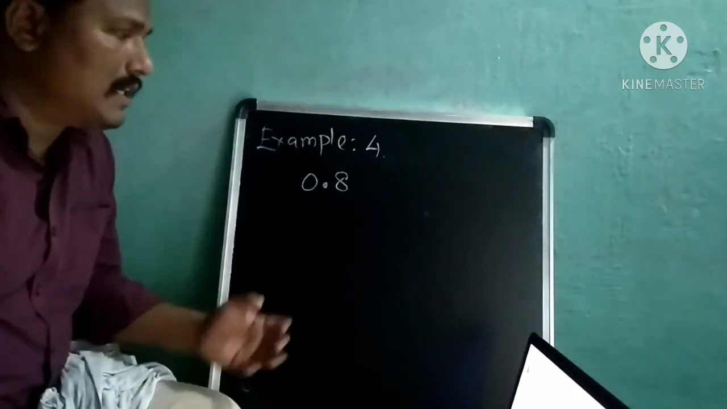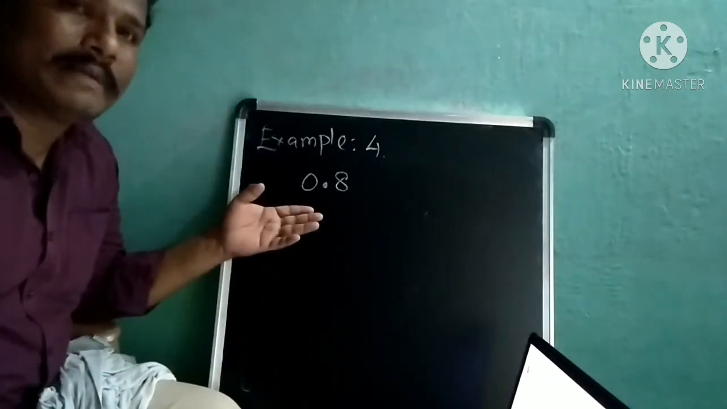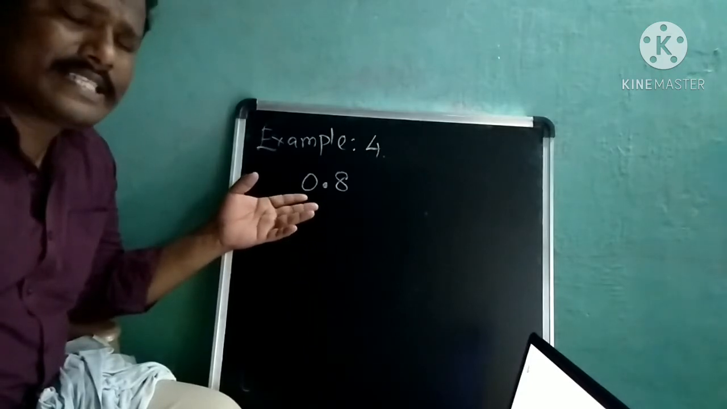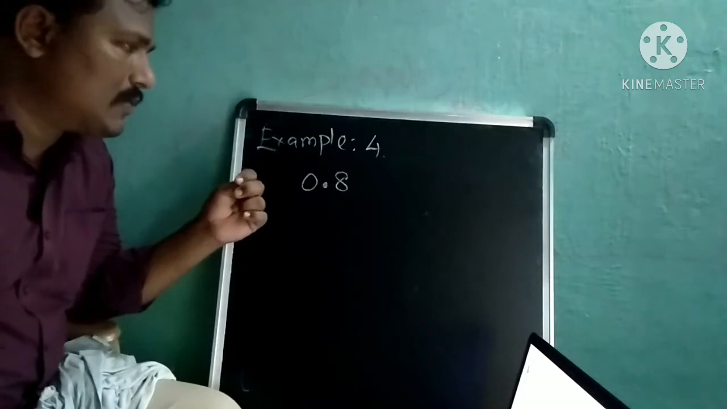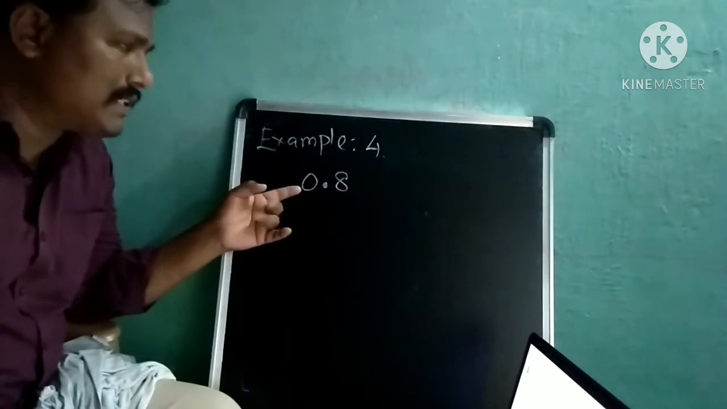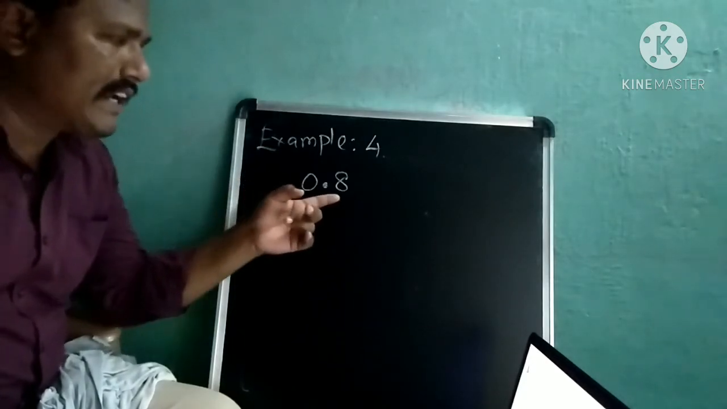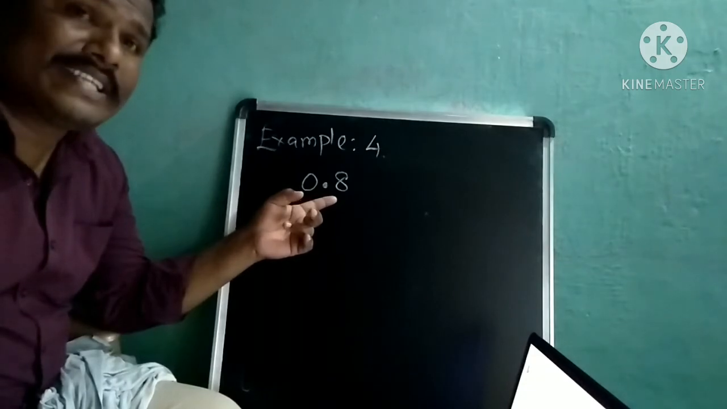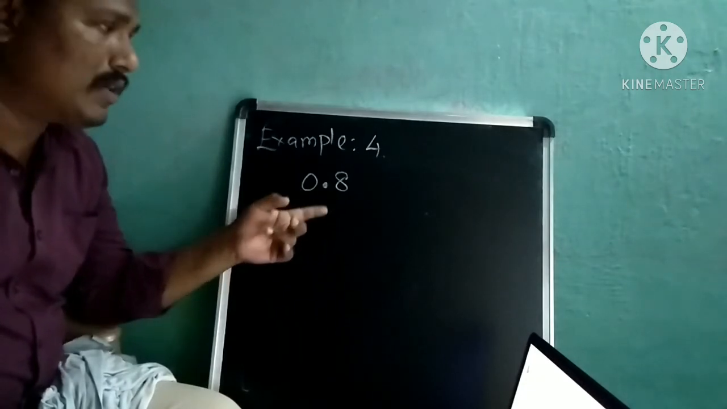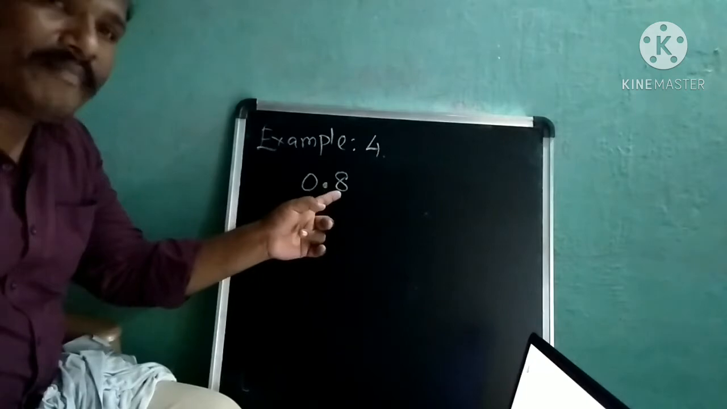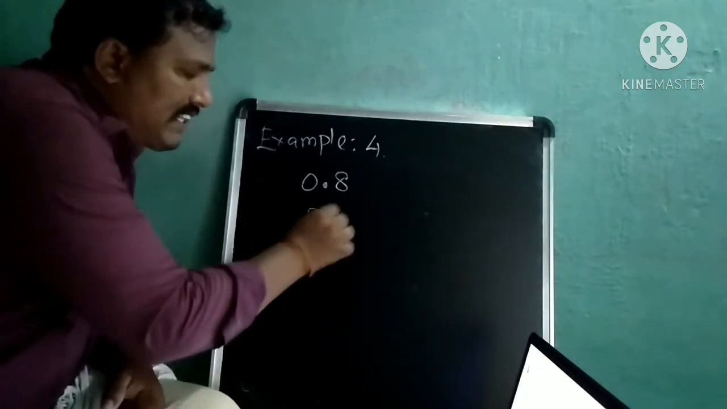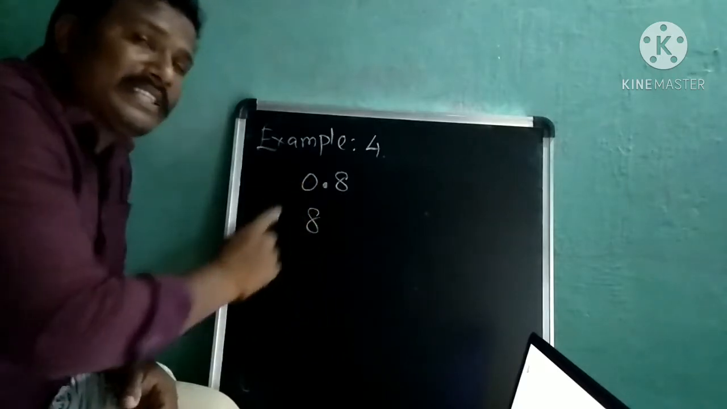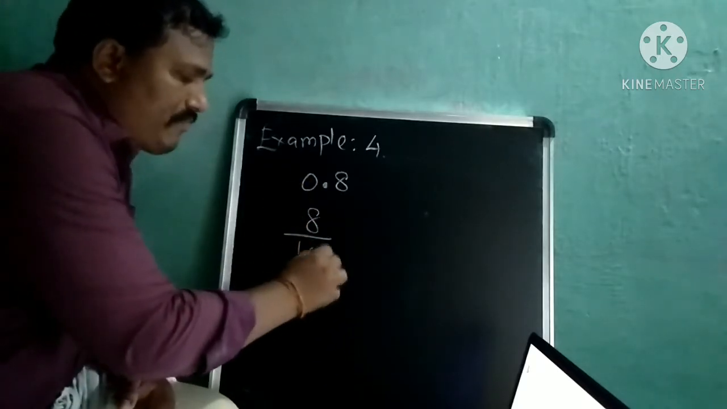Okay students, I am going to explain another example of how to convert a decimal number into a fraction. I told you some examples previously. Here, 0.8, only one decimal place is there. So after the decimal point, whatever number is there, you have to take as the numerator. So I will take 8 as the numerator. Only one place is there, so I will put 10.